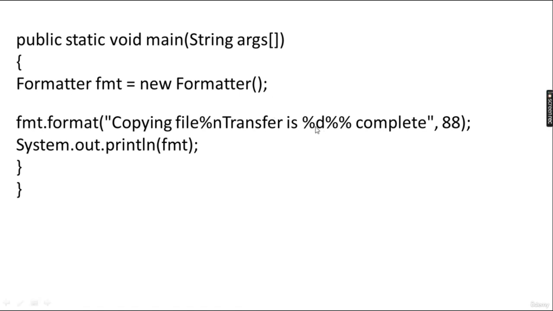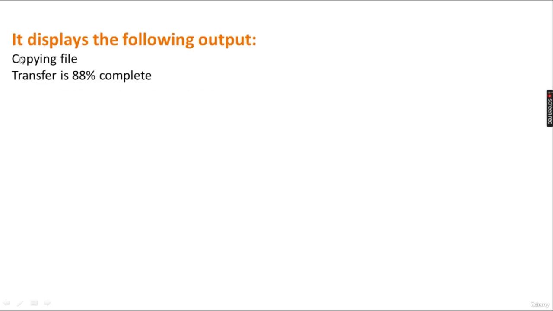After that, transfer is %d, and the d will be replaced by this 88. So the output is: copying file, new line, transfer is 88, and this % will be replaced over here. 88% complete. Okay, so this is the output. Copying file transfer is 88% completed.